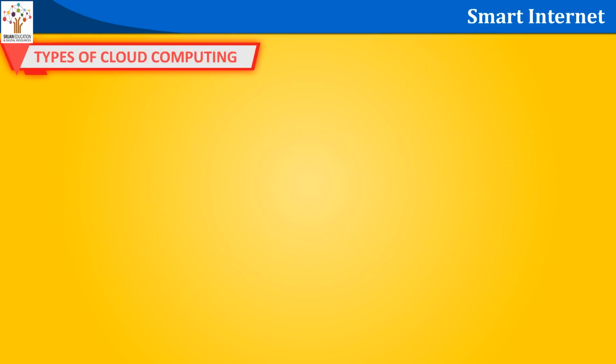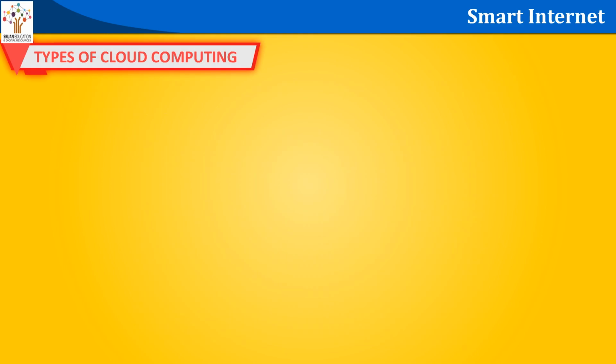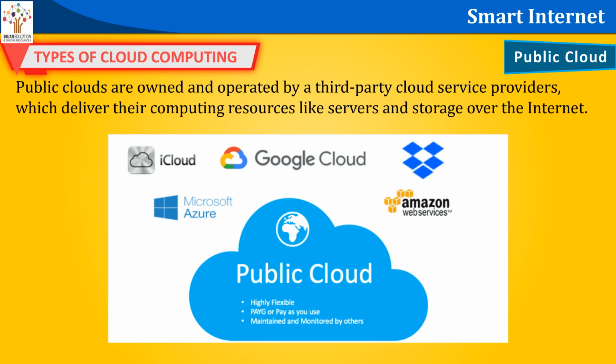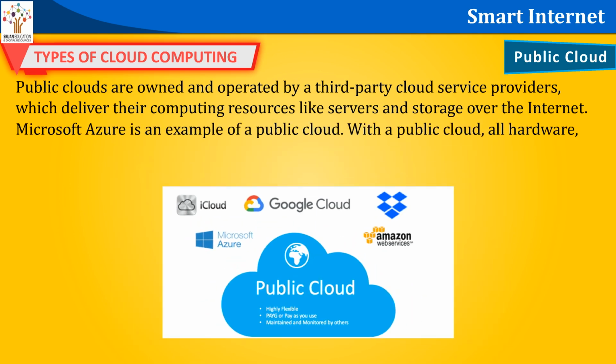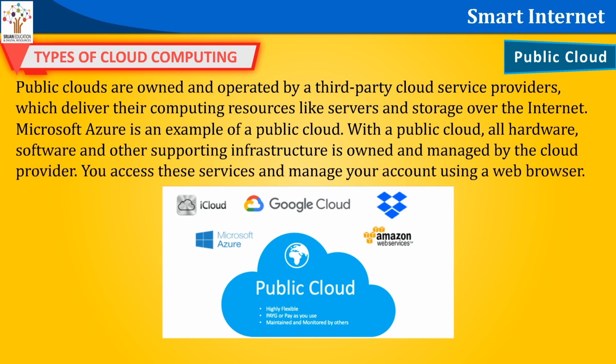Types of cloud computing. There are 3 different ways to deploy cloud services: on a public cloud, private cloud, or hybrid cloud. Public cloud. Public clouds are owned and operated by third-party cloud service providers, which deliver their computing resources like servers and storage over the internet. Microsoft Azure is an example of a public cloud. With a public cloud, all hardware, software, and other supporting infrastructure is owned and managed by the cloud provider. You access these services and manage your account using a web browser.